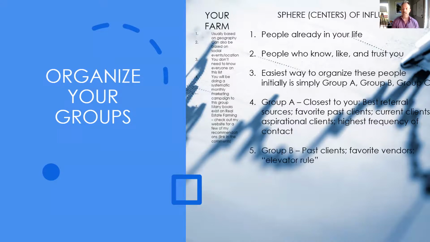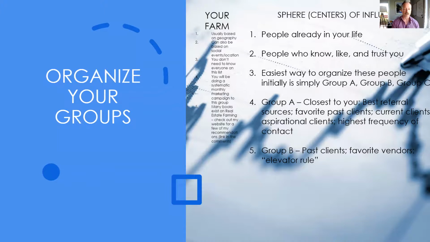Group B, these are past clients, maybe not your favorite past clients, but still past clients, and your favorite vendors. I think of this as the elevator rule. You get on an elevator and somebody steps on who you haven't seen in a little while, and you're delighted to see them. Oh my gosh, how are you? It's so good to see you. How have you been? These are the people that are going to be in Group B.